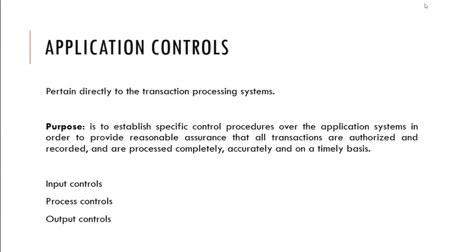So if sa general controls, we have 5. In application controls, we have 3. 3 only: input, process, output. Input, process, output. Tulo ra ka buok sa application controls. But let's look at these controls one by one.